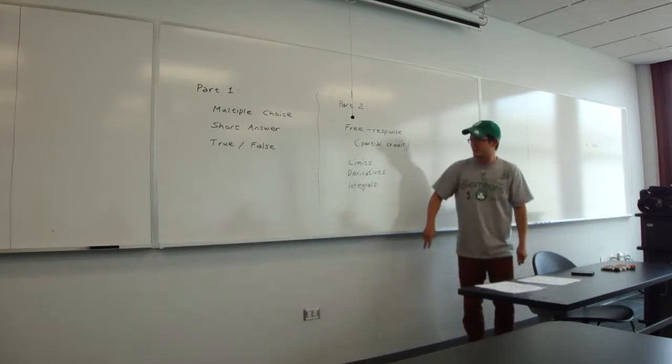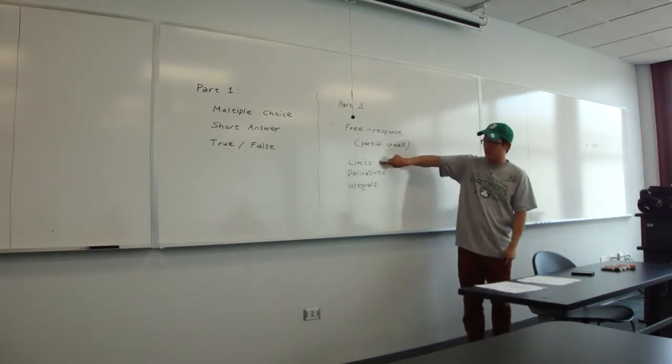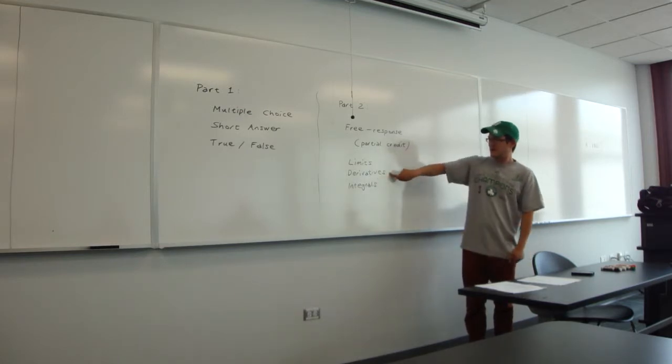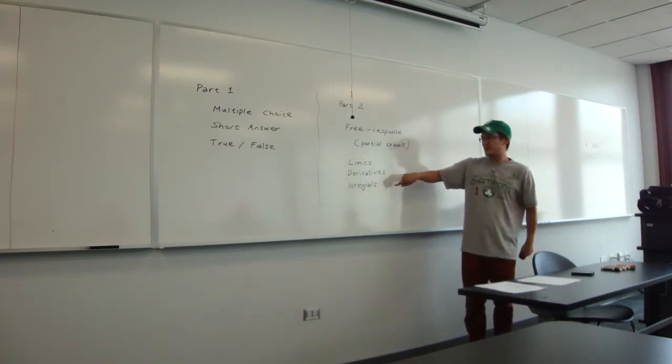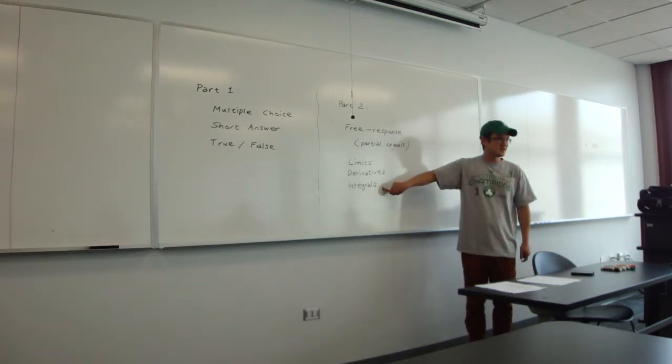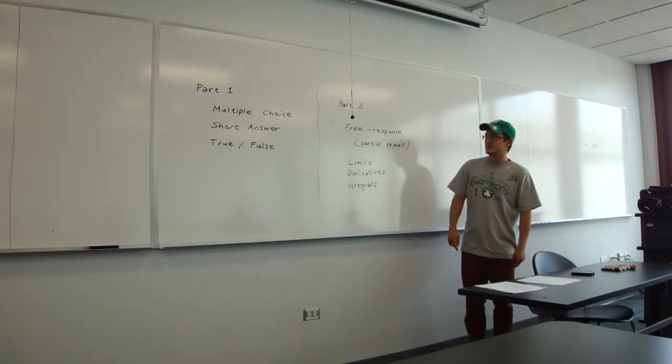And the topics there will be mainly three things: working out limits, right? Cancellation, rationalizing, things like that. All the derivative rules that we talked about, product, quotient, chain rule, and then the new stuff, right? Integration, U substitution, all those techniques. So this will be the bulk of part 2.